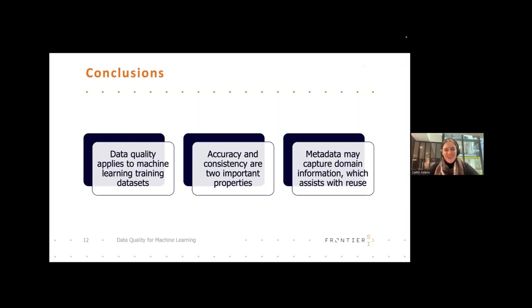Just in summary, machine learning training data sets do have a data quality element. And I think it would be interesting to talk further with this group about, coming into this having not thought so much about data quality before, my considerations of consistency and accuracy and how that shows up in other data sets too. And finally, the project as a whole, I think we gained a lot in being able to look at the way that people use training data and think about how we can structure metadata to capture the things that are really important and support that kind of reuse.